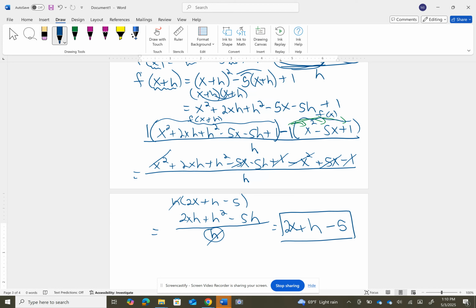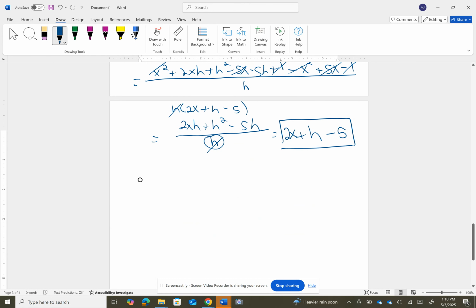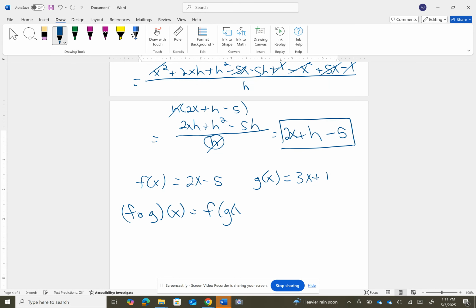All right, I also wanted to do the composition of two functions. Let's suppose that we had one function, f of x, being 2x minus 5, and our other function being g of x being 3x maybe plus 1. And then what if you're asked to do the composition of the two, f of g of x?